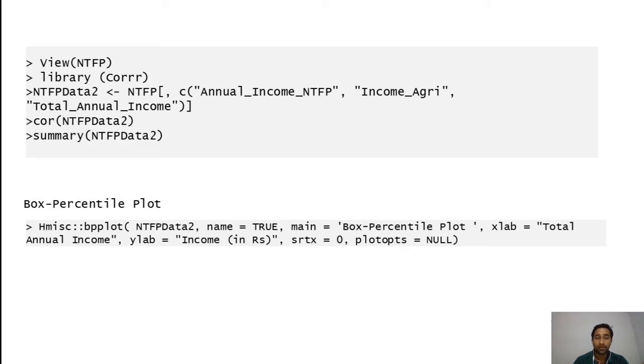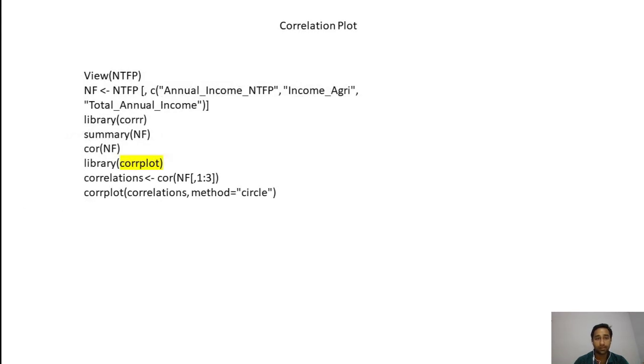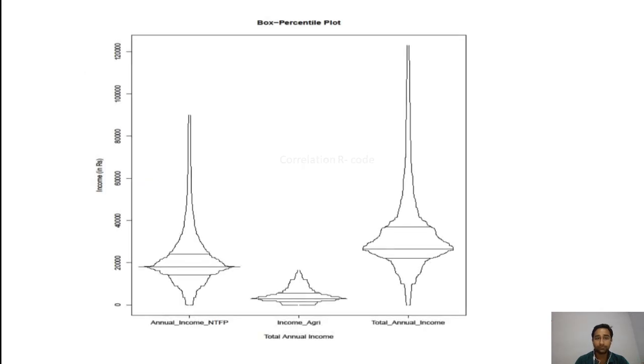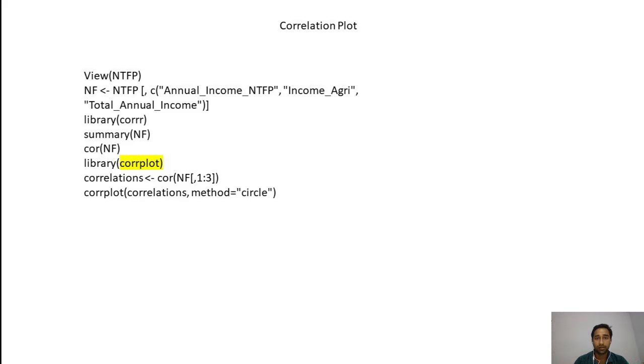After that, we have written cor, which is a short form for correlation, and the small name we have given to this whole equation, we put here, and then summary NTFP data 2. Finally we click enter, and then we will get a result. Thank you.